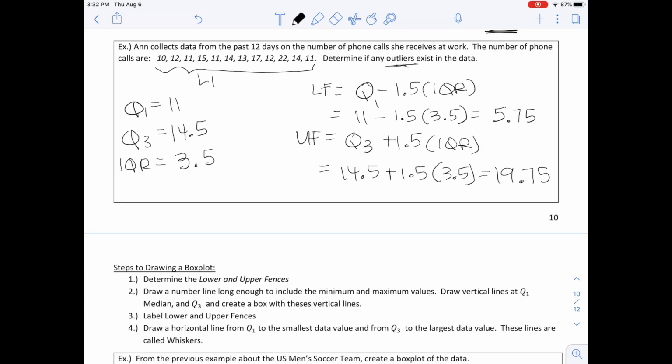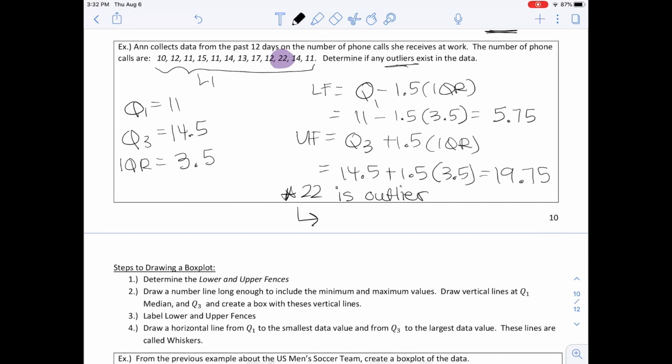So we need to now look at our data set to see if we have any values larger than 19.75. So take a look over at your data set, and we do. We actually have a value. We have 22 here, and that is larger than 19.75. So the value of 22 is considered an outlier. And the reason why is because it is larger than our upper fence.